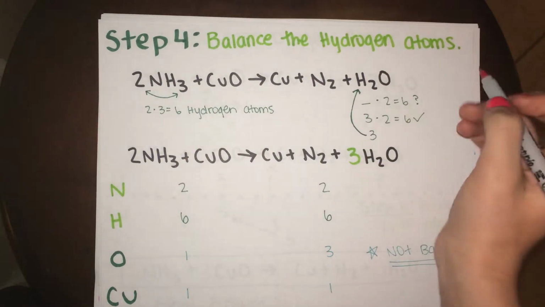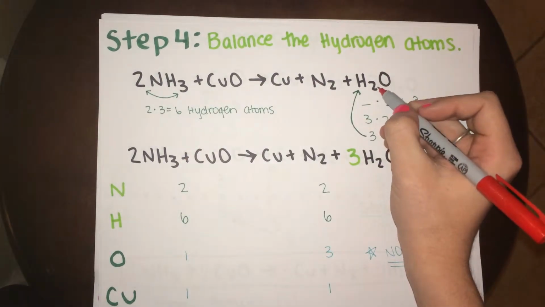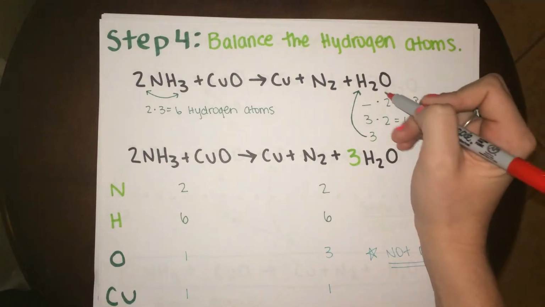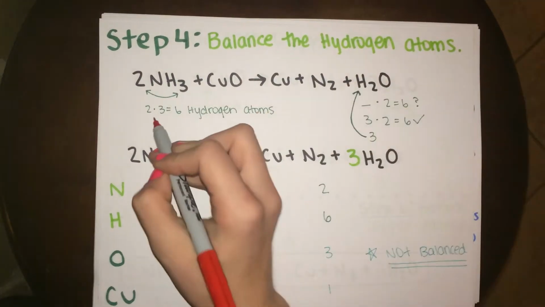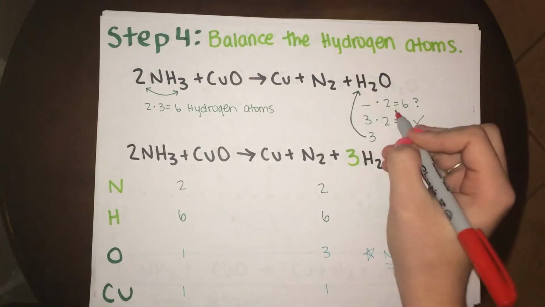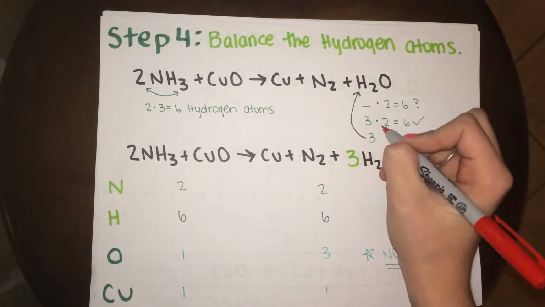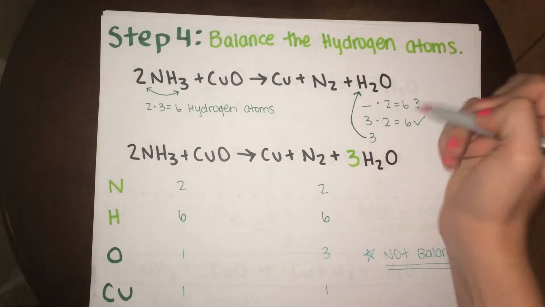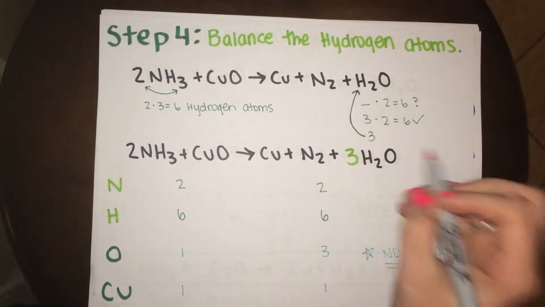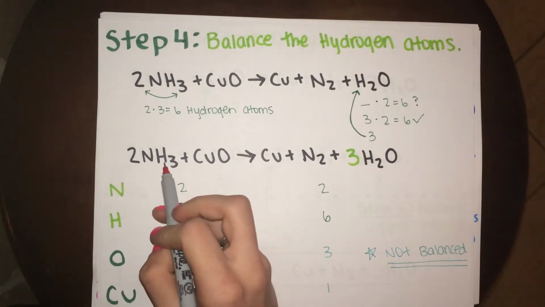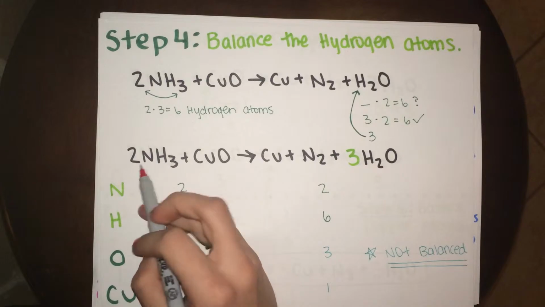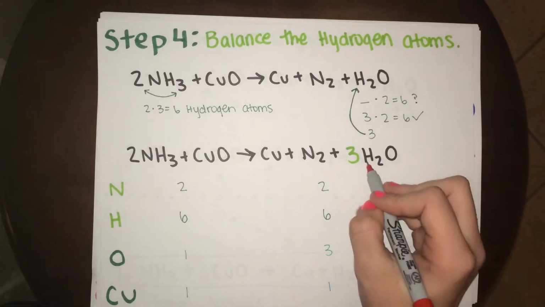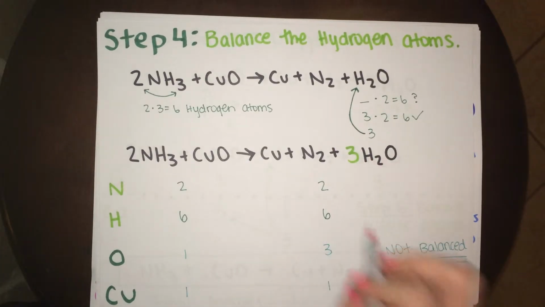On the right side there are only 2 hydrogen atoms, so you think, what times 2 can get you 6? Well, 3 times 2 gets you 6. So you add the coefficient 3 here, making hydrogen on the right 3 times 2 equals 6, and on the left 3 times 2 equals 6.